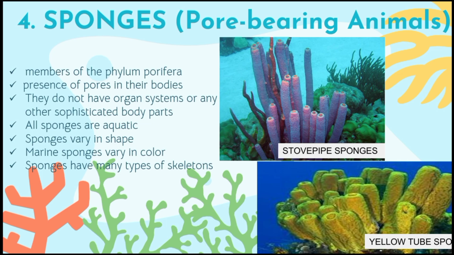Number four, sponges, also called the pore-bearing animals, and they are the members of the phylum Porifera. They are called sponges because of the presence of pores in their bodies. They do not have organ systems or any other sophisticated body parts. All sponges are aquatic, and sponges may vary in shape. Marine sponges also may vary in color. Sponges have many types of skeletons.